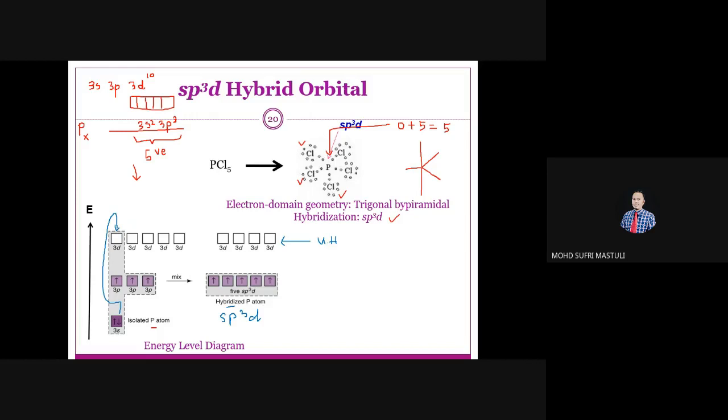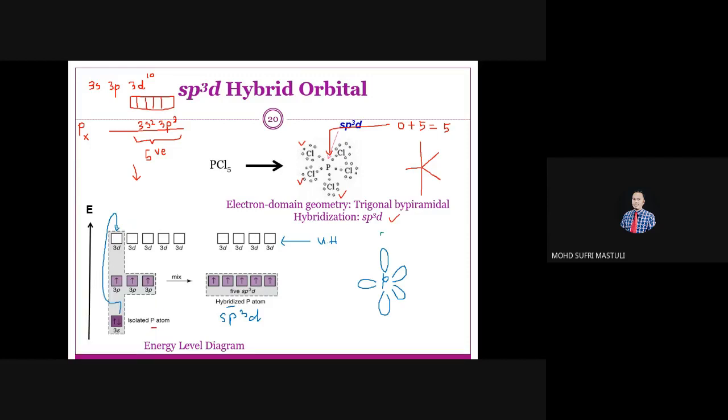So the geometry is trigonal bipyramidal. P in the middle, and then we draw it in the trigonal pyramidal way. So this is pyramidal. It's the same, this one with this one is the same. And then we overlap with the p orbital of chlorine.